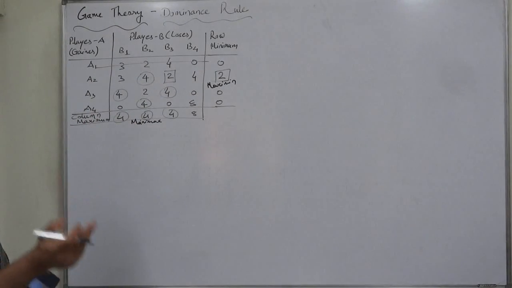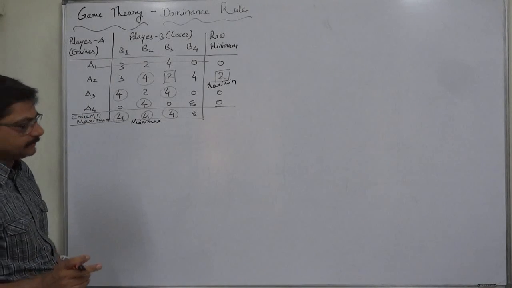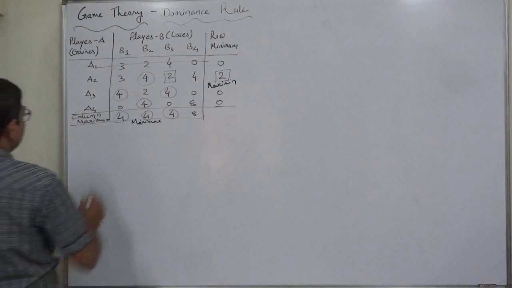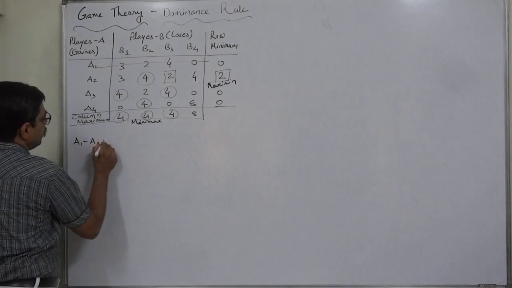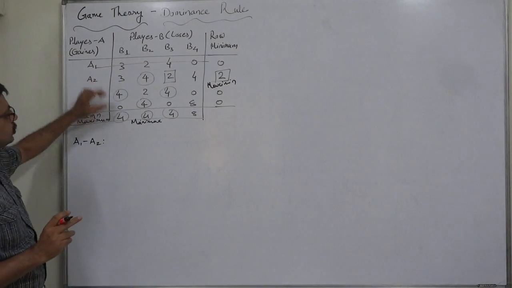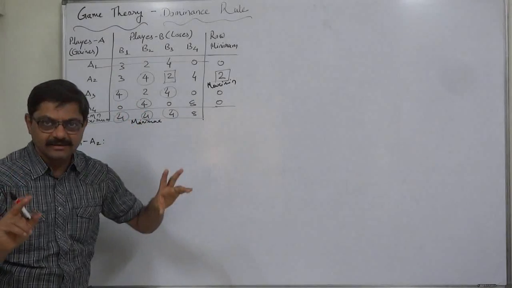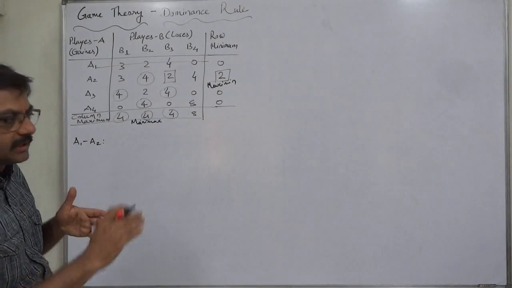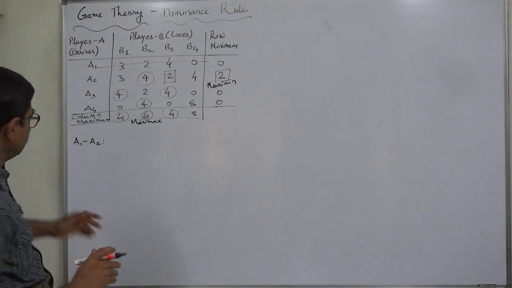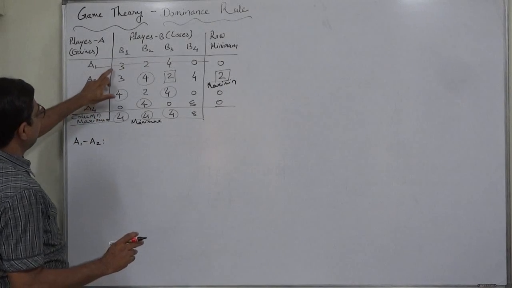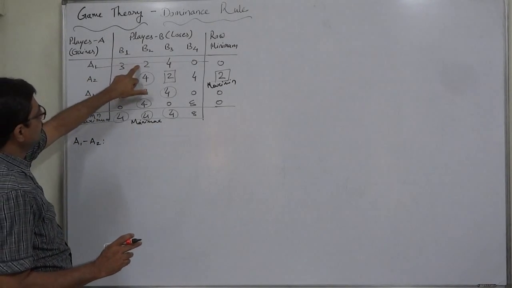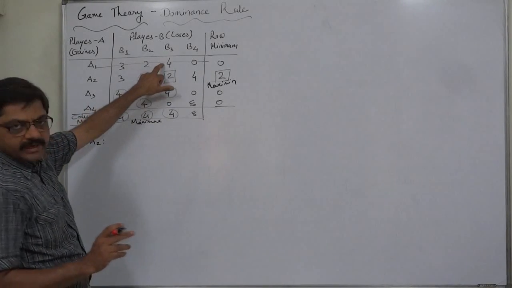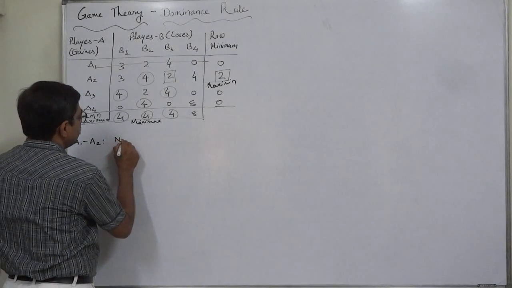To use the dominance rule, we are starting with player A, and we are going to check the dominance of one or more strategies at a time. Let's compare A1 and A2. A is believed to be a gainer, so these payoffs are treated as gain. If any strategy has more gain against all strategies of the competitor, then it can be a dominating strategy. A1 3 and A2 3, equal. A1 2, A2 4, so A2 dominates. A1 4, A2 2, here A1 dominates. So there is no continuous dominance, and we can conclude that there is no dominance.